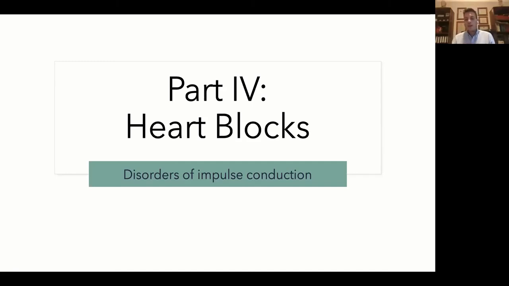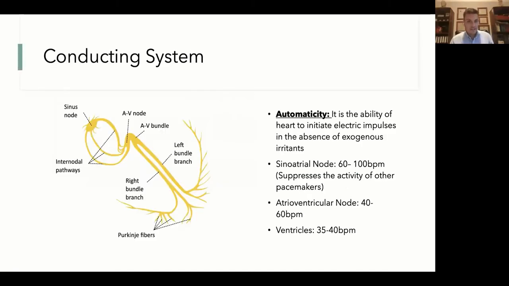Okay. Now, we spoke about the heart conducting system and how it operates with the sinus node and the atrioventricular node, and how there's the junctional rhythm if the sinus doesn't work properly. We talked about the anatomy, okay? Hope you all remember, you didn't forget. And the principle of automaticity. Keep this in mind, that automaticity is the ability of the heart to initiate electrical impulses without any exogenous irritants, okay? So sinus is here.